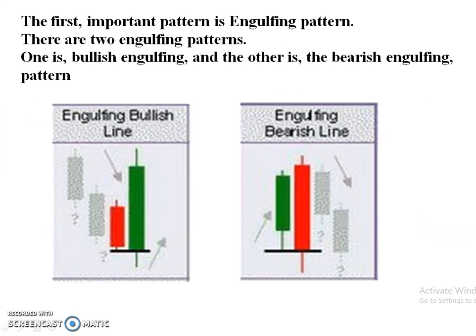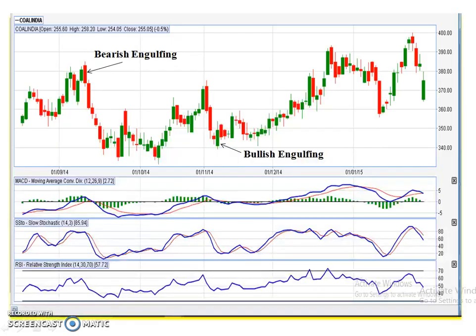I will now explain some powerful candlestick patterns. The first important pattern is the engulfing pattern. These are powerful patterns. There are two engulfing patterns. One is bullish engulfing and the other is the bearish engulfing pattern, as shown in the slide. Here you can see the bullish engulfing pattern should take place in the oversold condition of the stock.